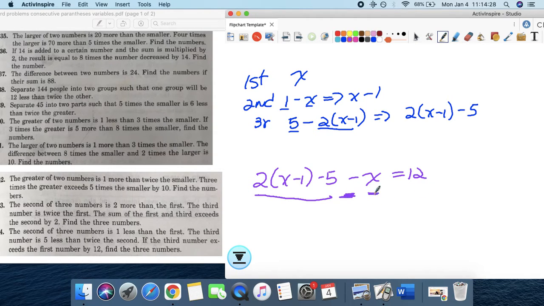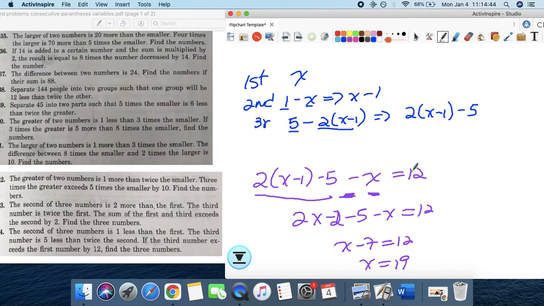So there's my three numbers. So we get 2x minus 1 minus 5 minus x equals 12. 2x minus 2, by the way. So now we have x minus 7 equals 12, x equals 19, because I add 7 to both sides.